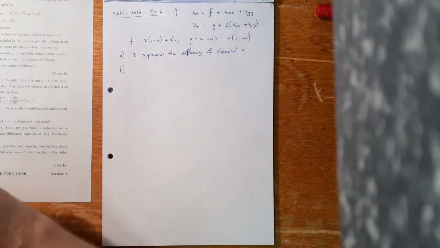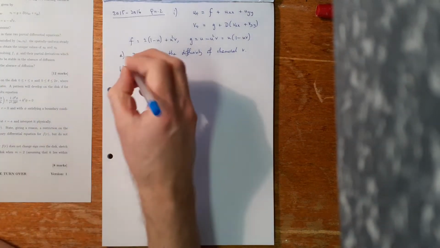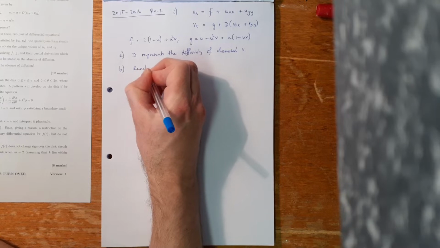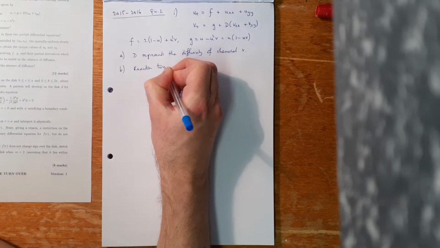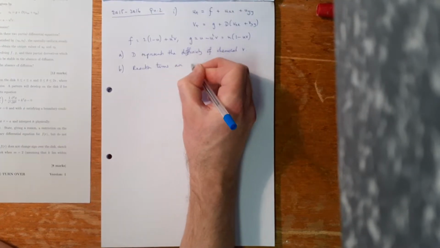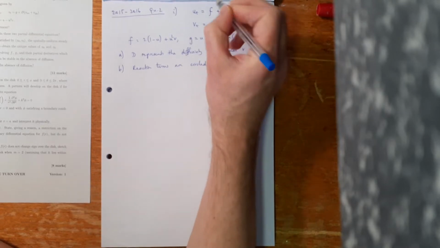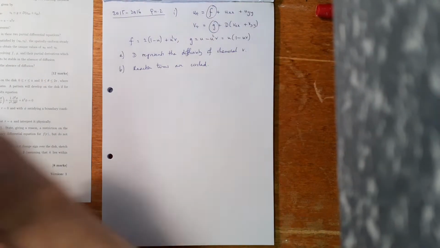Right. What are the reaction terms, rather? Perhaps it's simplest to circle those. Let's say the reaction terms are circled. Well, these are the terms F and G.